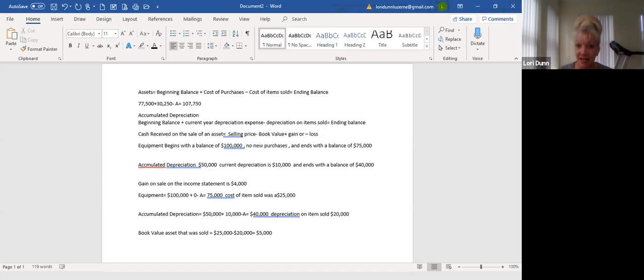Since there was a gain on this sale, that means we add it. So the selling price for cash, $9,000. That's how we backed into it.